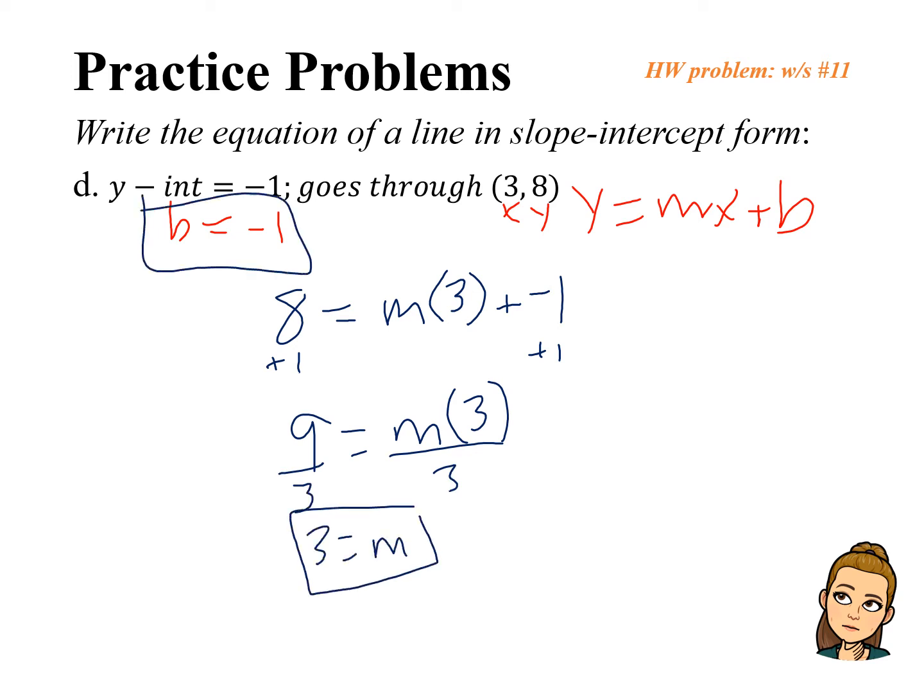So I have my intercept, I have my slope. All I need to do is plug them back into my equation. So y equals 3x plus a -1, or -1. I can take the pieces that I'm given and solve for the missing value.